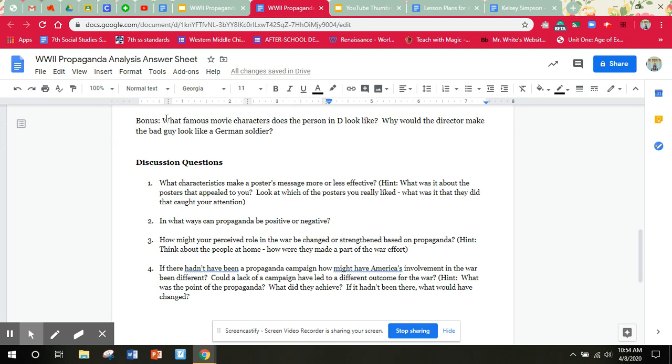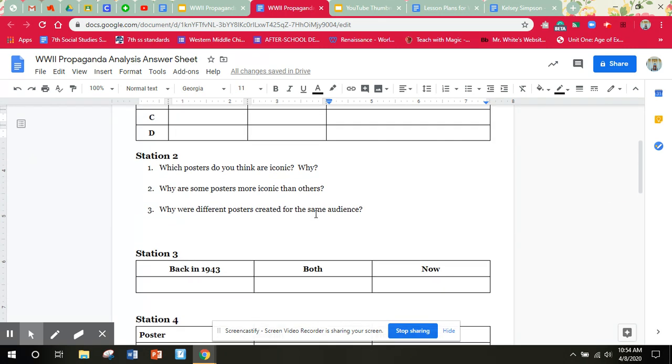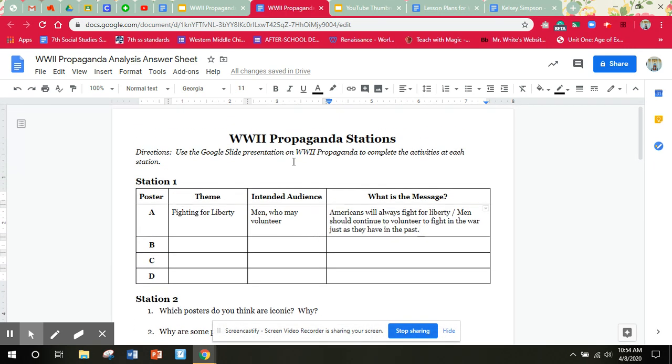which will not be counted in your actual grade. It says, what famous movie characters does the person in D look like? Why would the director make the bad guy look like a German soldier, right? So that's a bonus question. It's not going to count against you. And then you have some discussion questions that are mandatory, right? You have to do these 4. They kind of pull everything together from each of the stations, right? Makes you think about everything as a whole, right? So that is how you complete this assignment.